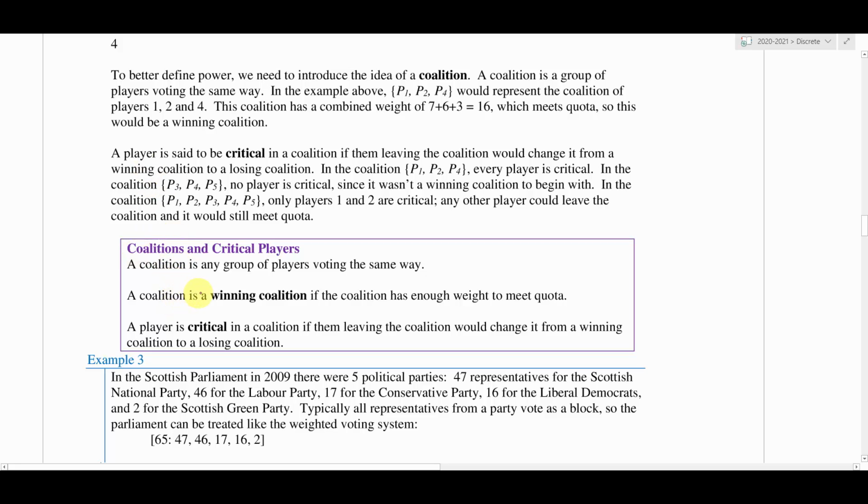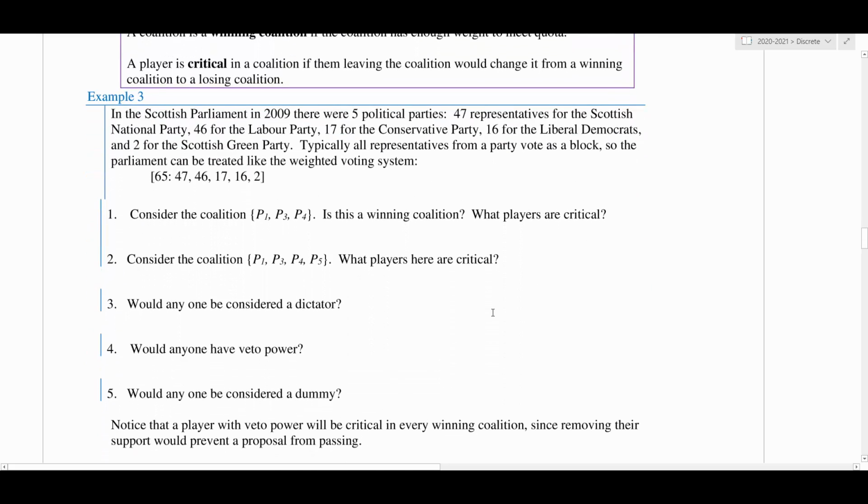Now, a coalition is considered a winning coalition if when they team up, they have enough weight to meet the quota. Okay. And then this other idea, we talked about it a little bit when we were discussing the dummies, but the idea that someone is critical in a coalition. So if you have a team or a coalition that you have created, if anyone could leave that coalition and you go from a winning coalition to a losing coalition, that person is critical, right? Because you need them for your coalition to be successful. All right, so let's look at an example, and we'll talk about that in a little bit more depth here.